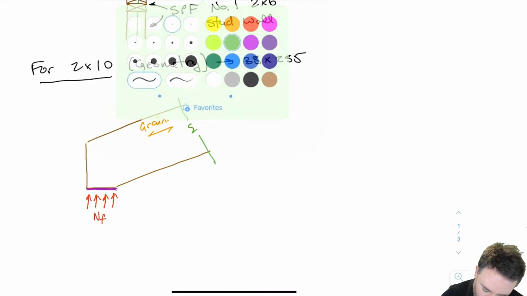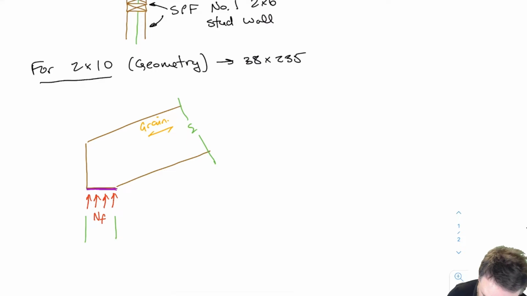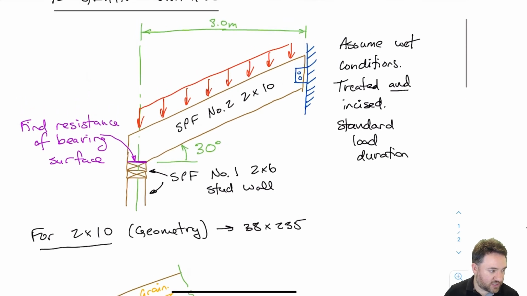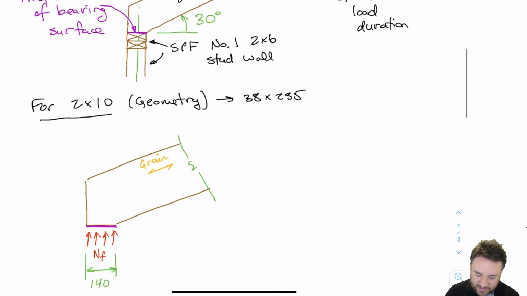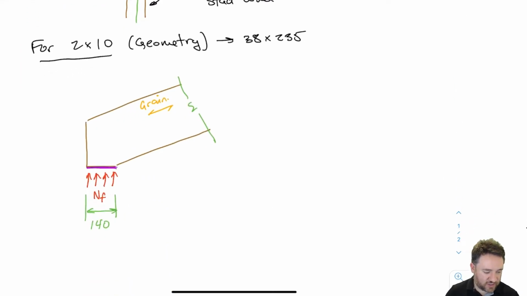We also know that this dimension here is going to be 140. The reason is because we have this 2x6 stud wall, and this dimension of the stud wall is going to be 140. That's the 6 direction. We can see that because of the orientation of the top plates, which have the crosses in them, indicating that we're looking at the cross section. The wide way is across and the short way is up and down. So 2x6 is 140 across. That means that this surface, which fits on top of the 2x6, is also 140 across.